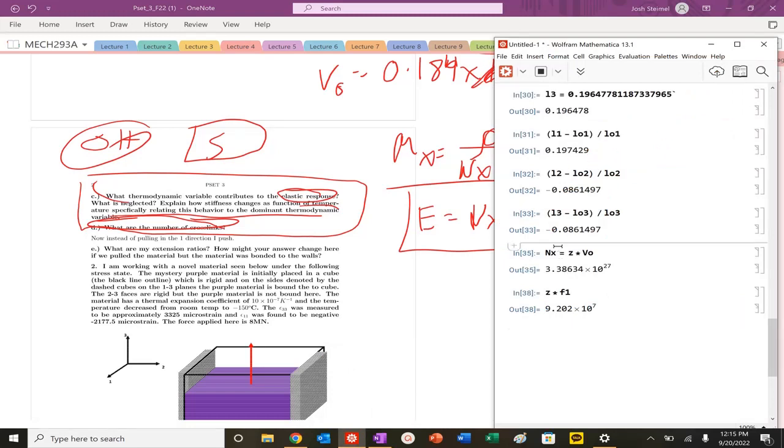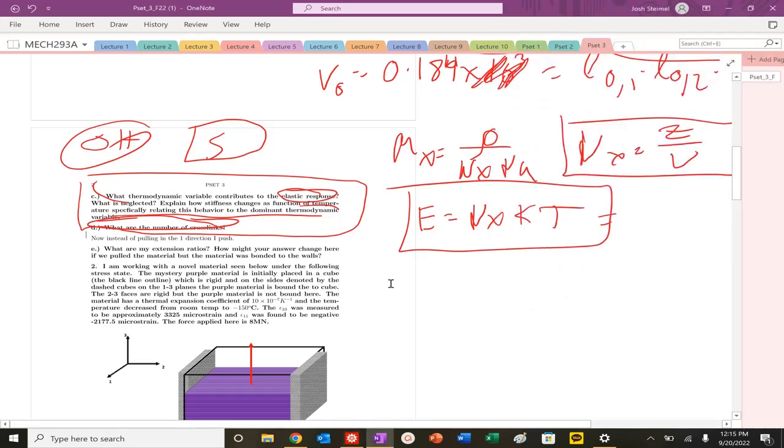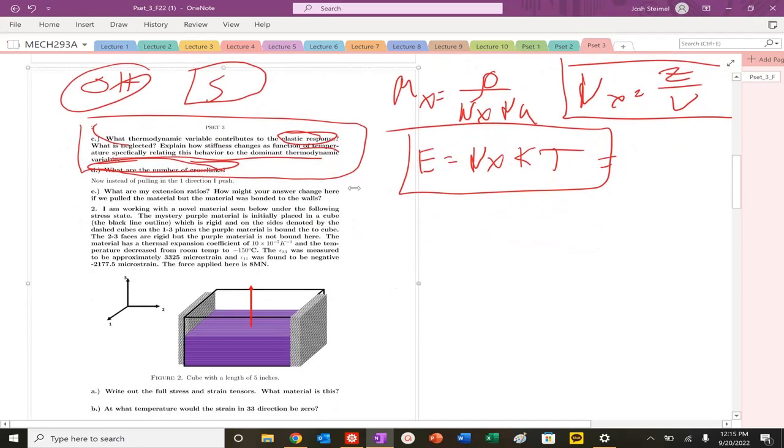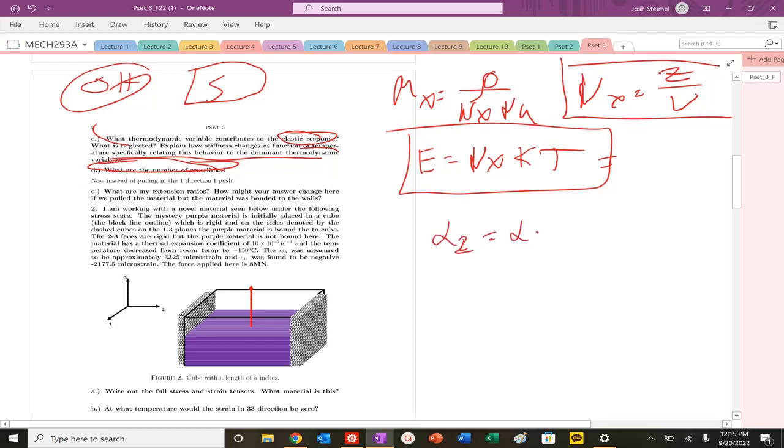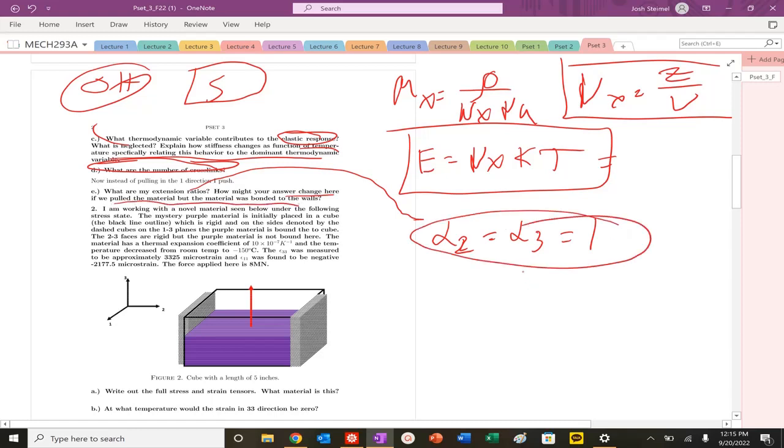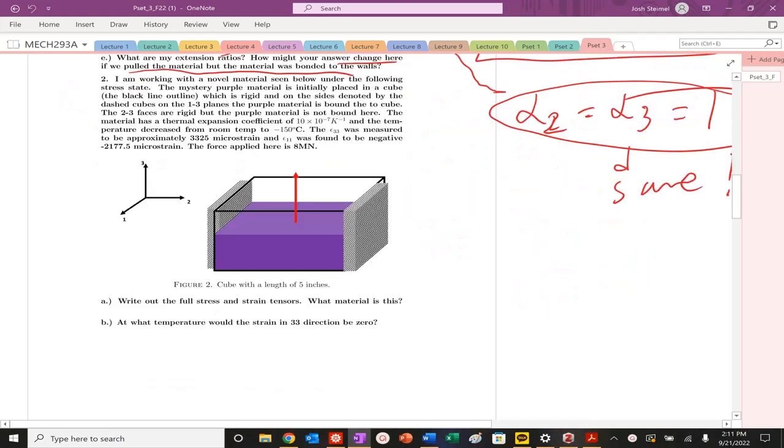Found the number of crosslinks. Again, make sure to divide that by V naught instead of times V naught. So make sure we get that one a little bit correct next time. Excellent. So before we move on to the next problem, now instead of pulling in the one direction, I push. What are my extension ratios? Well, if I push, and again, it doesn't work for compression, but if I were to push, my alpha 2 is equal to alpha 3 again, but now this time as I push in one direction, those must be equal to 1 because the lengths are not changing, they're constrained.